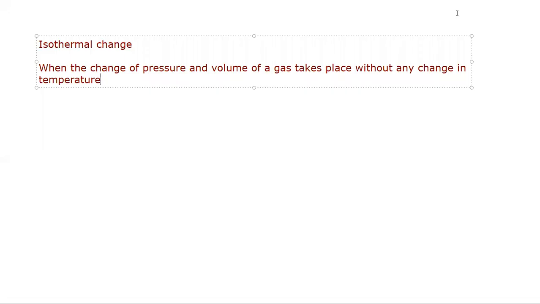Now, isothermal changes must always be performed in a thin-walled, highly conducting vessel. The wall of the container should be very thin and highly conducting. The vessel in which the isothermal change is to be performed should be very thin walled and highly conducting. Why?